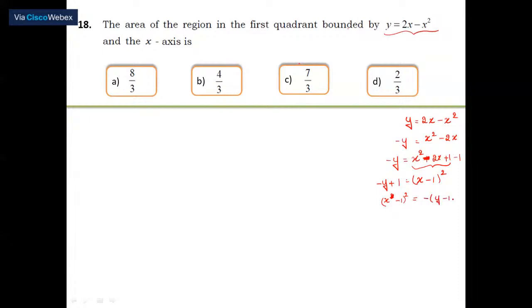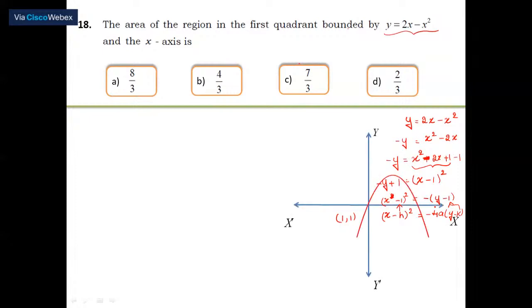y minus 1. But the general equation of the parabola, what we have is x minus h the whole square is equal to minus 4a into y minus k. So now you can see in place of h it is 1 and in place of k it is 1. So vertex of the parabola is at 1 comma 1. And since we have this negative sign, shape of the parabola is in this form.